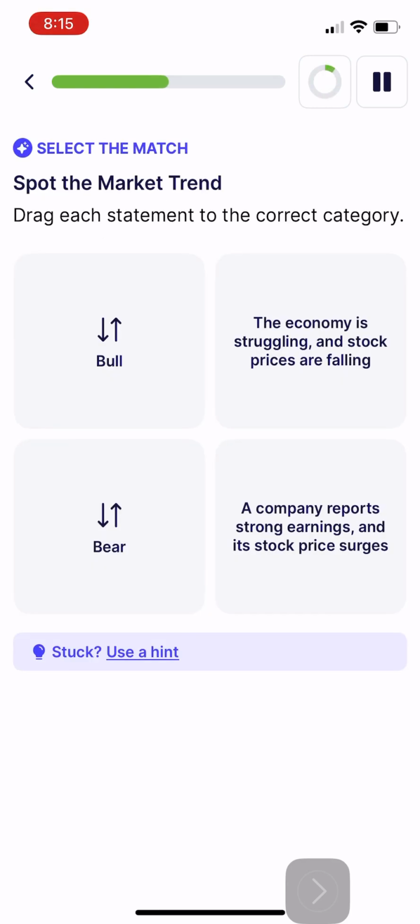Knowledge check. Spot the market trend. Drag each statement to the correct category.